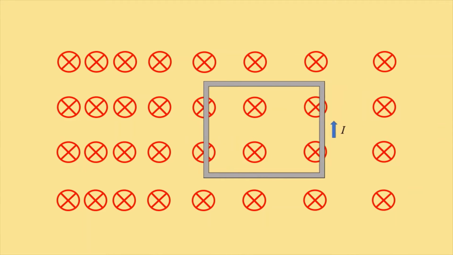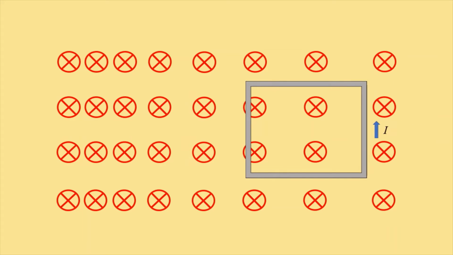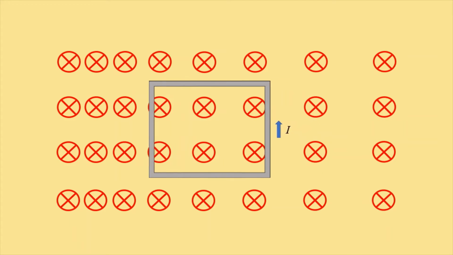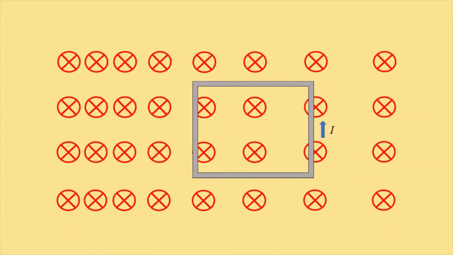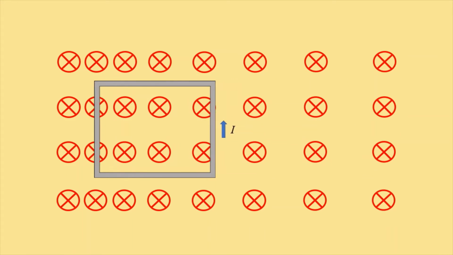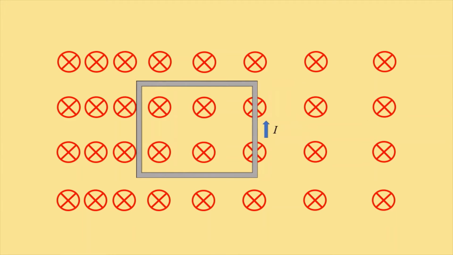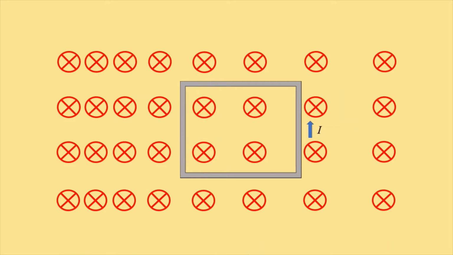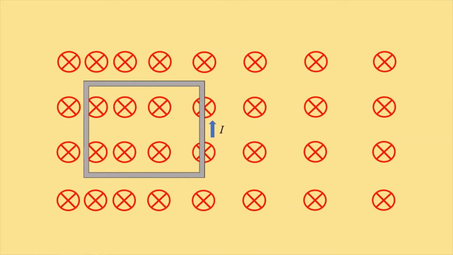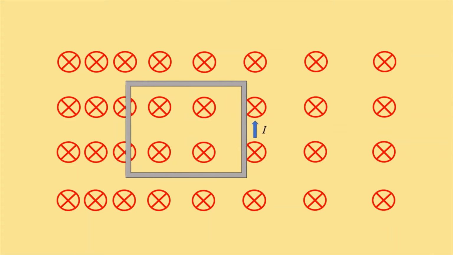And it would work the same if the loop of wire started in the stronger magnetic field and traveled to the right, to the less dense magnetic field. The current will be in the same direction, and it will work the same. The direction will be the same.